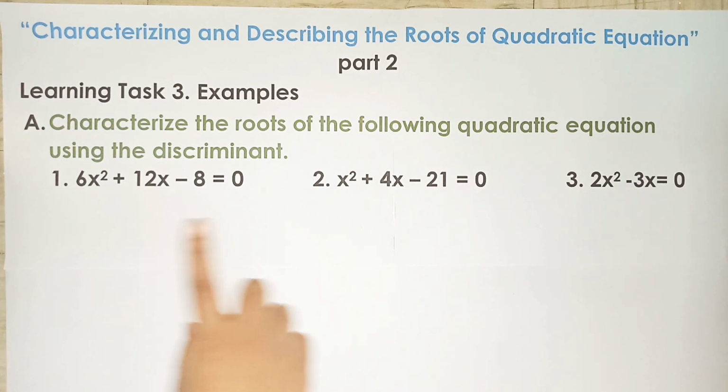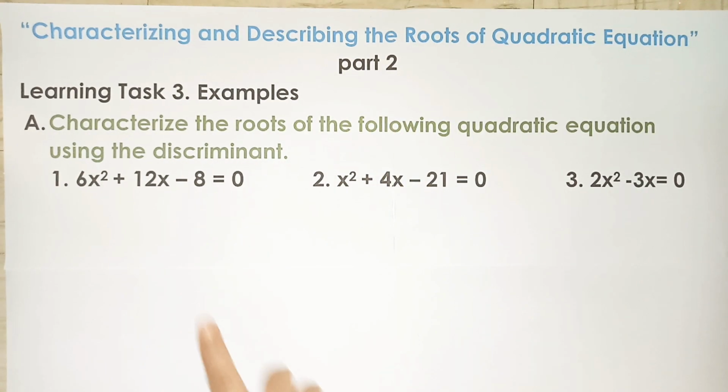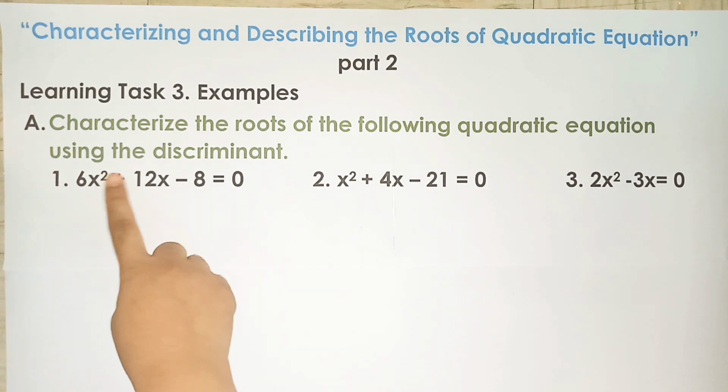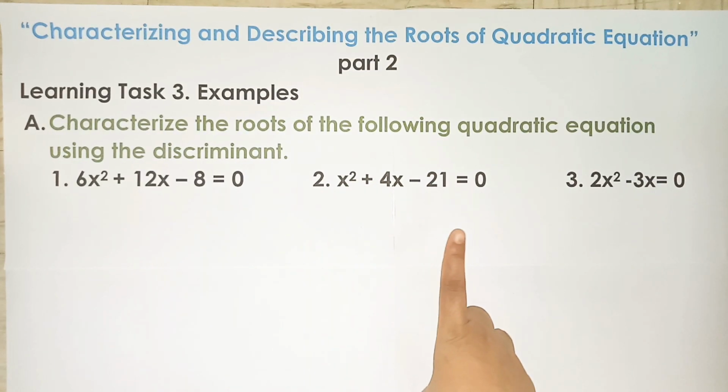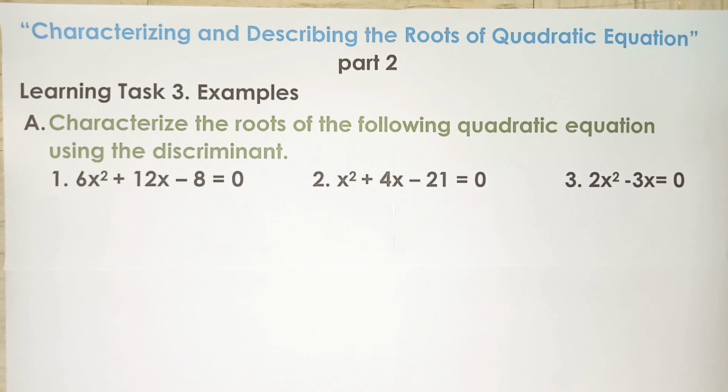It's all about characterizing and describing the roots of a quadratic equation. Actually, this is just part 2 of my video last time. Okay, in learning task 3, we have A. You're going to characterize the roots of the following quadratic equation using the discriminant. Remember, those examples I have here are not exactly what you can find in your module.